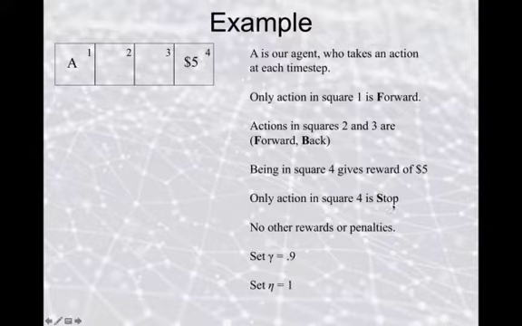That's the end of that episode, as it's usually called in reinforcement learning. And there are no other rewards or penalties otherwise. And then let's say the discount factor is 0.9. So again, there's some urgency to get to 4 as fast as possible.